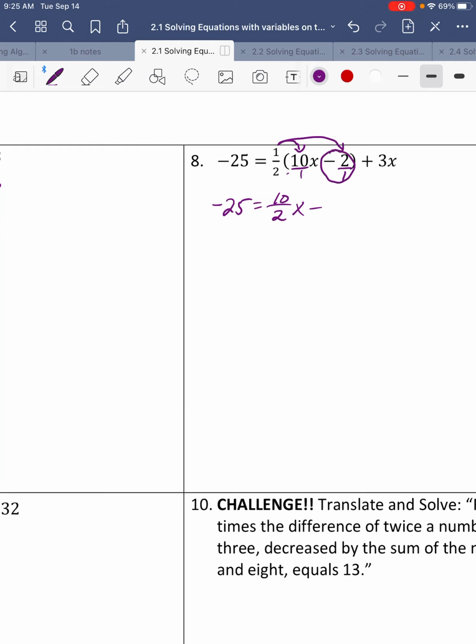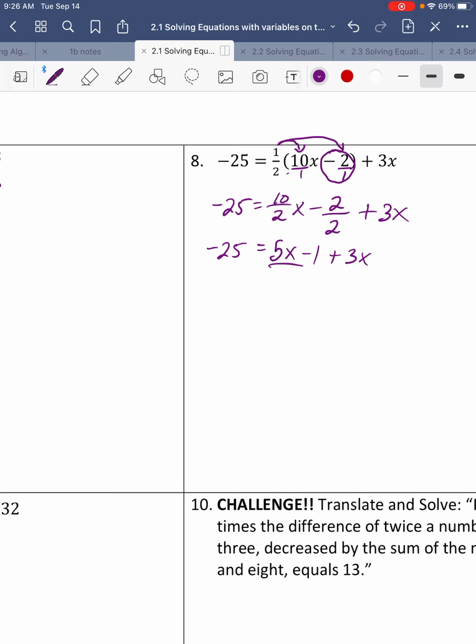Minus 1/2 times a negative 2 over 1. Multiply your numerators. Negative 2. And multiply your denominators. 1 times 2 is 2. And then the plus 3x will come down. We want to simplify each one of those fractions. See if we can simplify them. 10 divided by 2 is 5. 2 divided by 2 is 1.